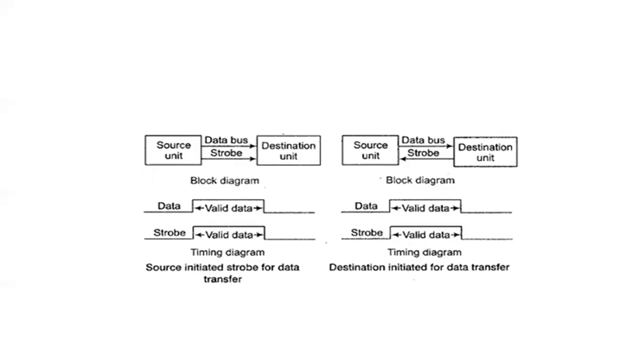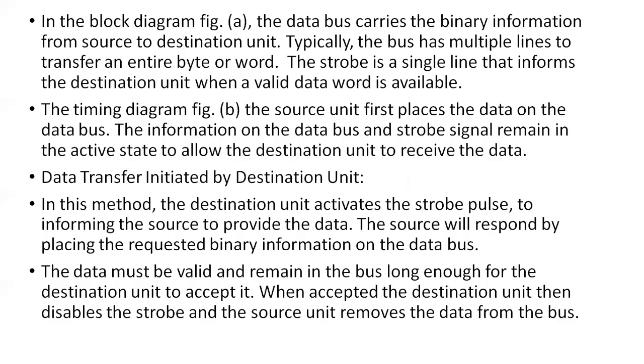In the first diagram, the source-initiated strobe for the data transfer is shown, where the valid data and the strobe are both transferred from the source unit to the destination unit using the data bus. In the second block diagram, the destination-initiated asynchronous data transfer is shown, where the destination unit transfers the data to the source unit using the data bus in an asynchronous mode of data transfer.